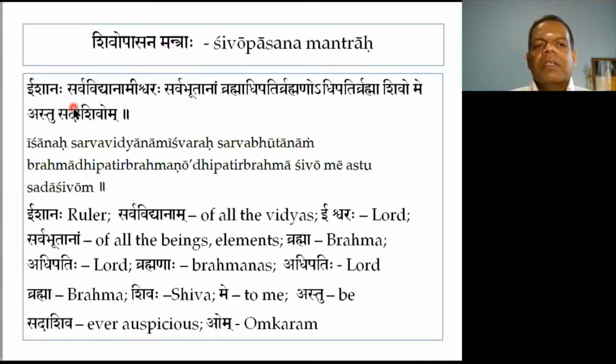Ishana Sarva Vidyanam Ishvara Sarva Bhutanam Brahmadipatir Brahmanodipatir Brahma Shivo me astu sada Shivom.